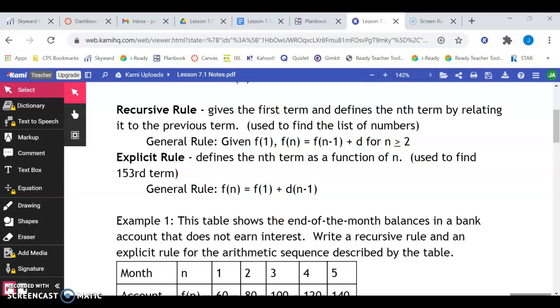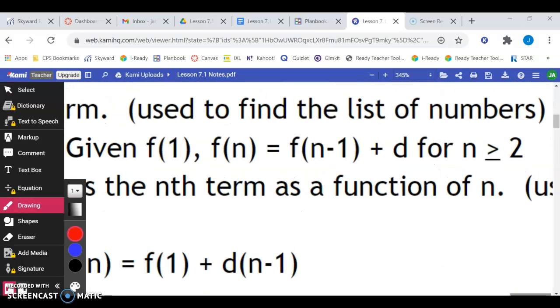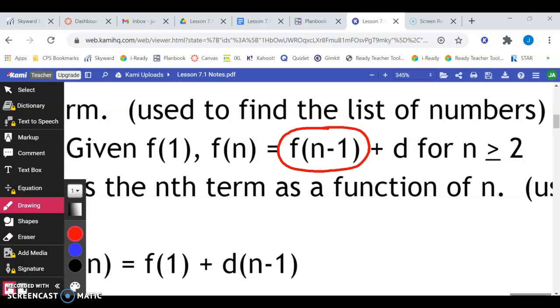So that's the difference. The recursive rule, you always have the first term given, and then that f of n minus 1. So this part right here, remember, that has to be in the recursive rule, and that indicates the term before. So if we're finding the fourth term, what I circled there would be the number 3, whatever is in the third place. And then we add whatever our common difference is.